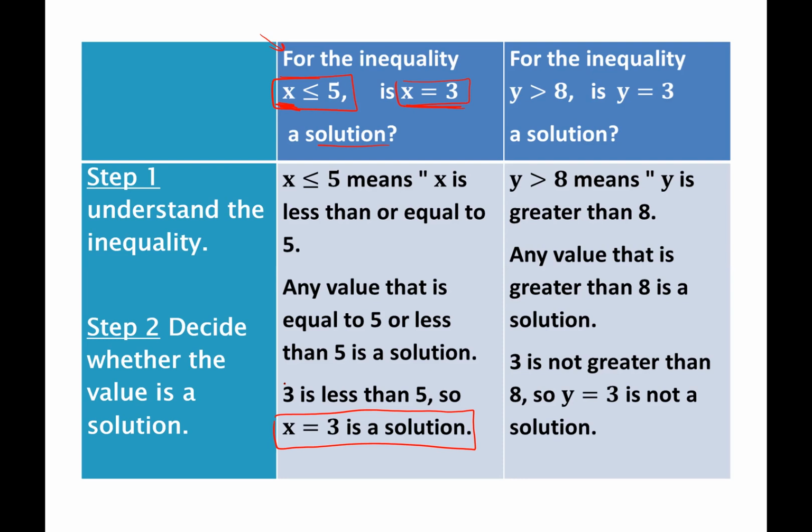Okay, what if I take the other example, y is greater than 8? Y greater than 8 means any number that is greater than 8. So it can be 8.1, 8.2, but not 8, because we do not have an equal sign in the inequality, so 8 is not included. It can be 8.1, 8.2, up to any positive number greater than 8. However, is y equals 3 a possible solution? No, it's not, because it is smaller than 8.